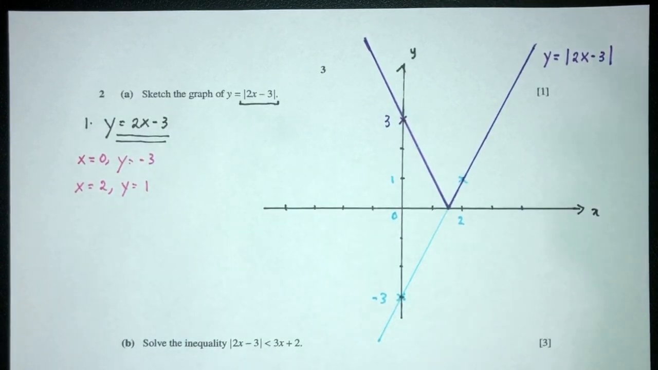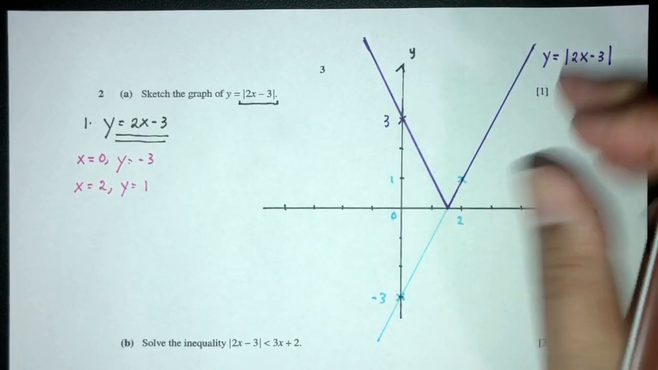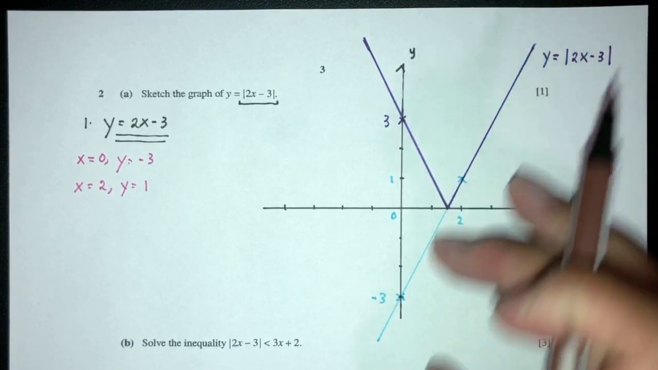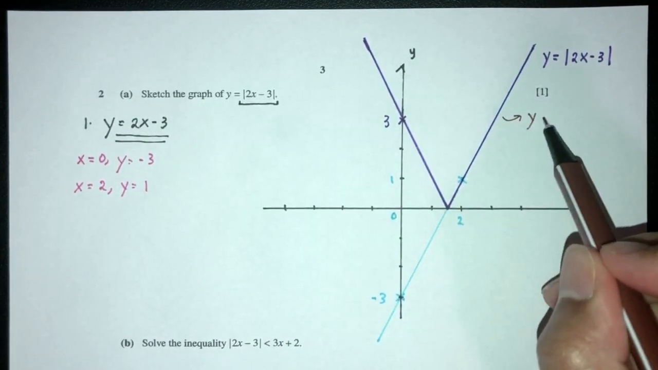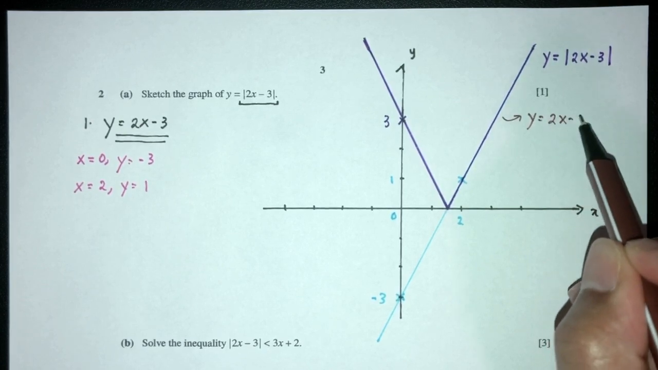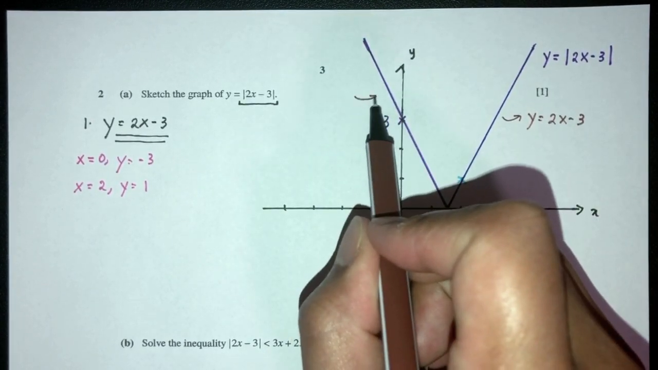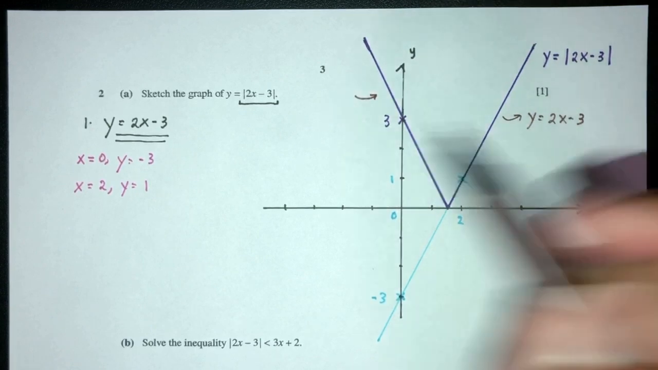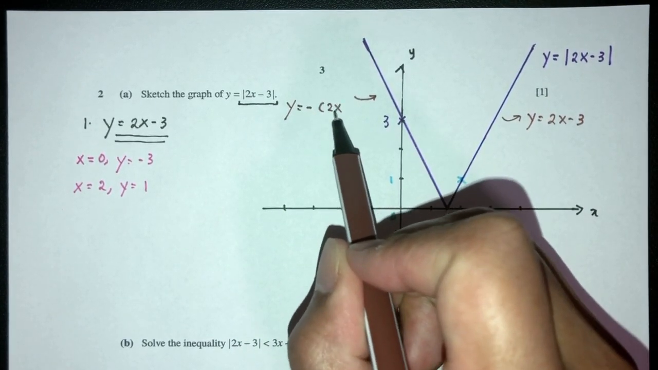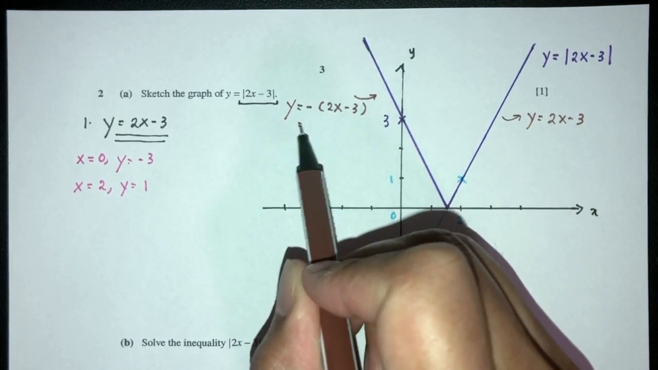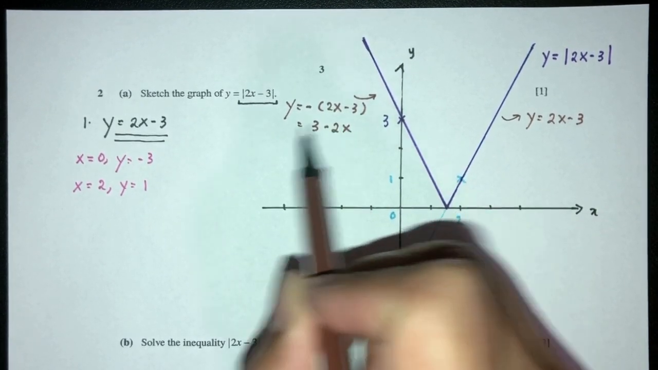Now, question for you. What is the equation of this part of the line? So you understand this. This is basically y equal to 2x minus 3. Now, what is the equation of this part of the line? Pretty simple. That should be y equal to minus 2x minus 3. That should become 3 minus 2x.